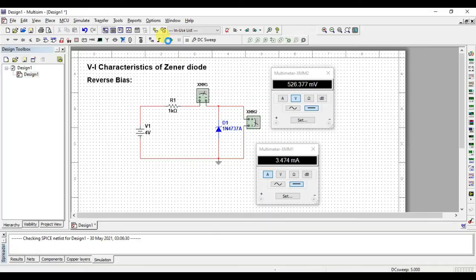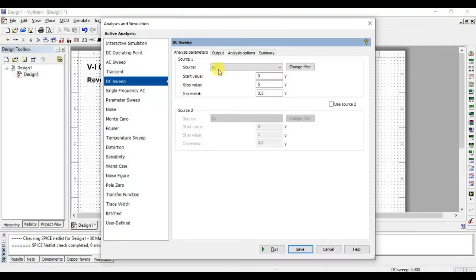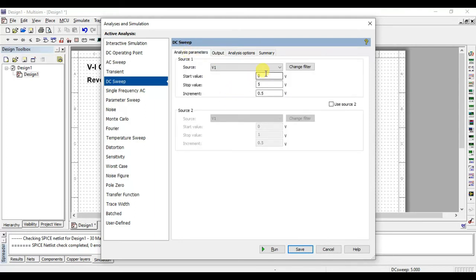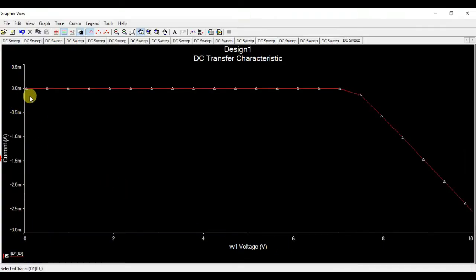For DC sweep analysis also we have to take this one only, ID1, but the current we will get here up to 7.745 voltage, the breakdown will not occur, right? So let us say the values up to 10 and just run. See here, the diode breakdown occurred around 7.45 like that. Here the breakdown occurred and the graph went down.